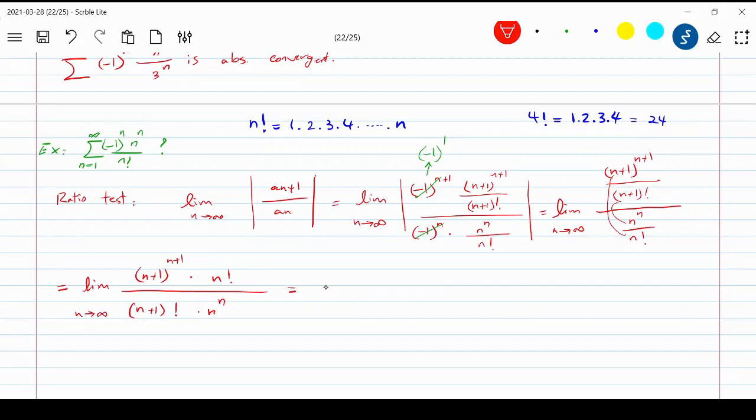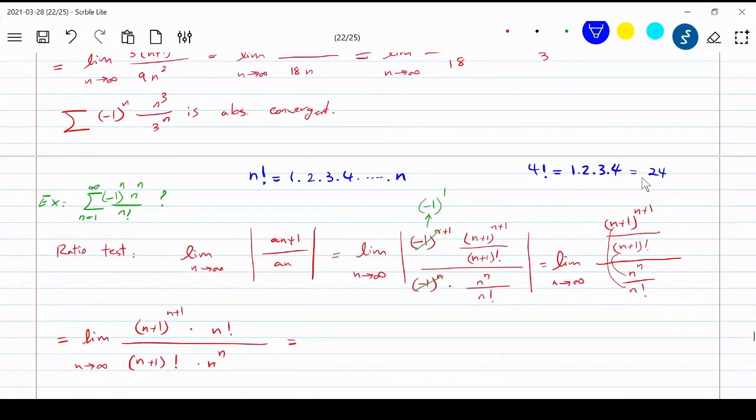Okay, here's the good news. If you have factorials dealing with each other, you can always simplify. How can you simplify it? Think about it this way. Let me go up a bit so I have space here. Let's say you have 4 factorial, also you have 5 factorial. 5 factorial will be 1 times 2 times 3 times 4 times 5.